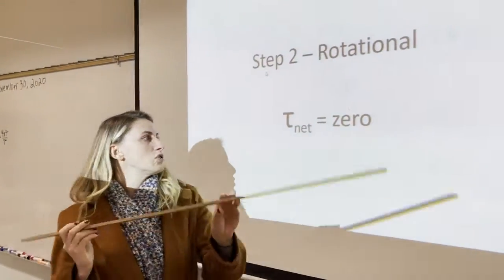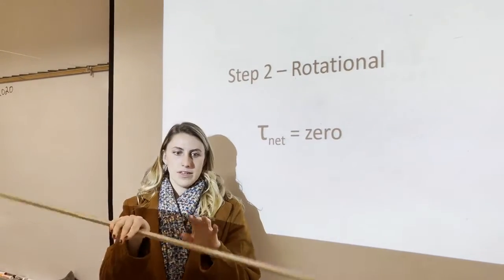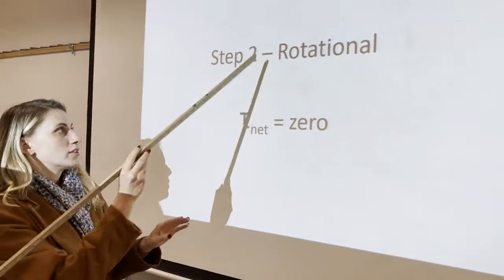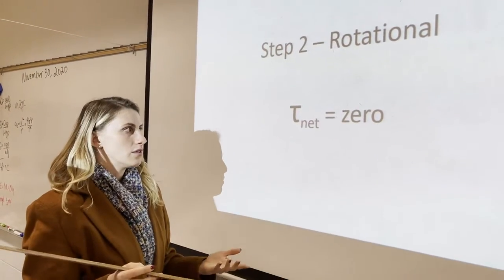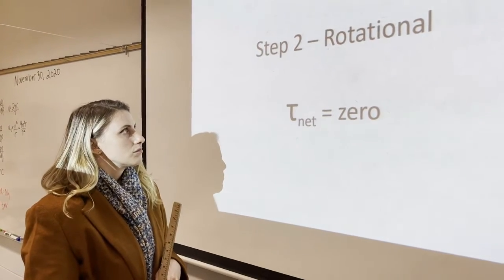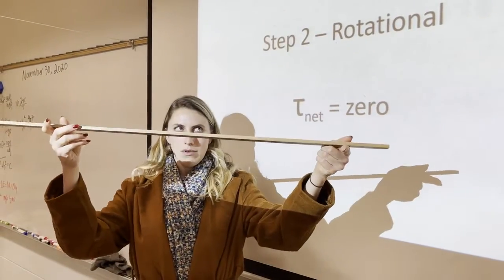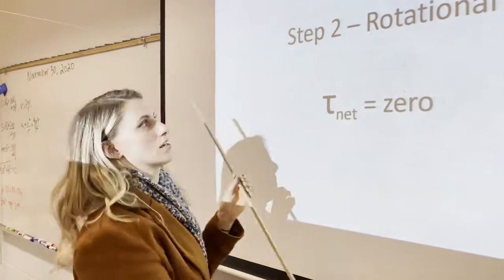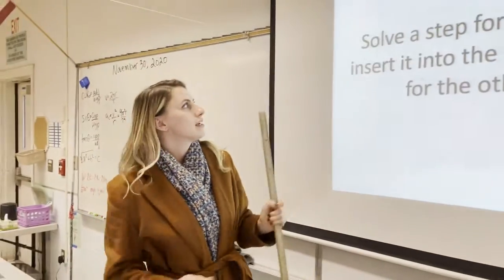And then step two, you need to look at rotational, rotational being like this sort of, or like that, right? When we talk about rotational, we use torques, and our net torques are equal to 0. The torque in the clockwise direction is balanced out by the torque in the counterclockwise direction. So there's no angular acceleration, whatever the heck that is. It's just chilling there.